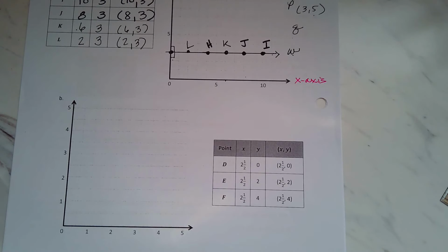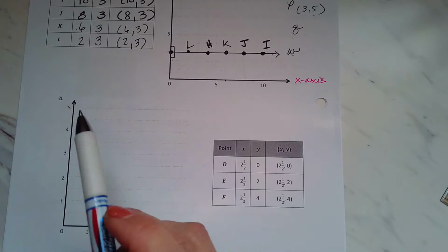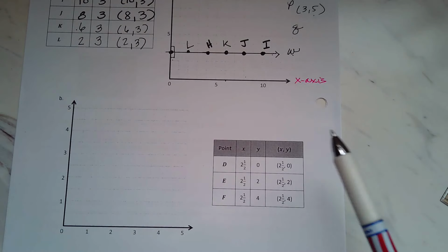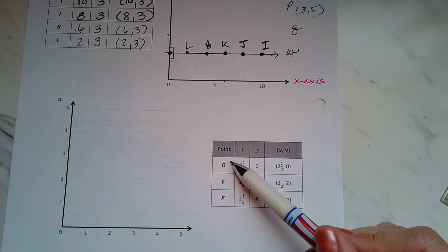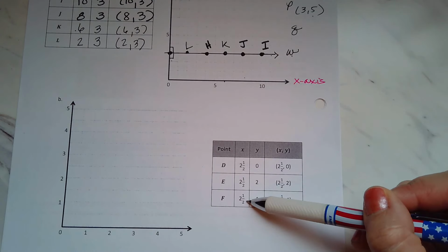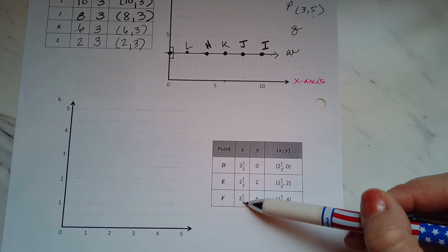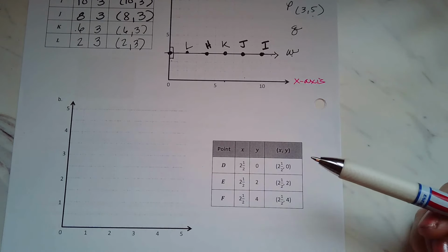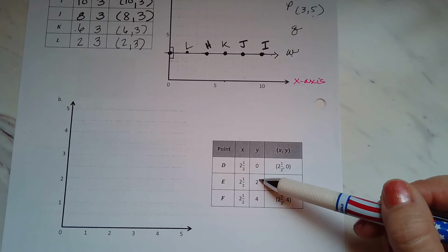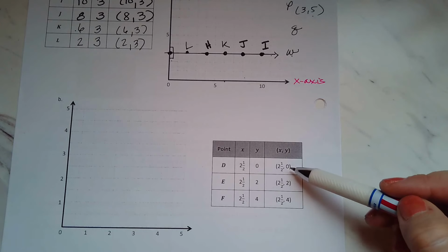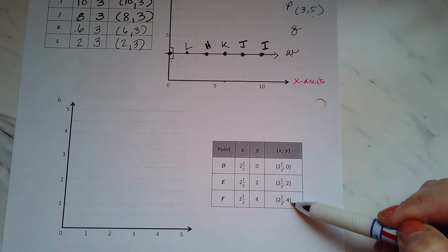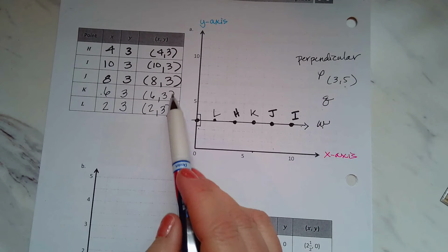Okay, moving on. Let's look at our coordinate grid B. Now let's look at our chart here. Here's point D, E, F. Notice the X's. What do you notice about the X coordinates? They're all the same number, right? And then what about the Y coordinates? They are always changing. So the X coordinates are always the same. The Y's are always changing. So that is opposite to what was going here.